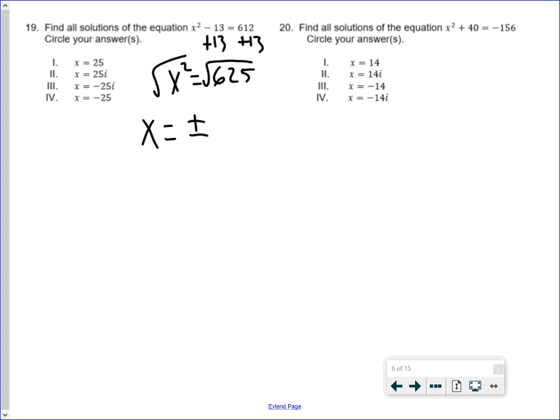The square root of 625 is just 25. So we get x equals plus or minus 25. Remember, you take a square root of a variable, you have to account for the negative version of it as well. Okay?